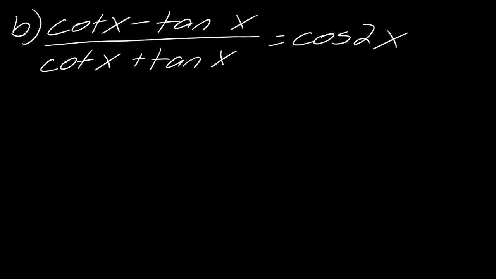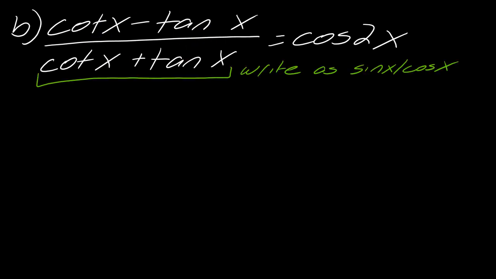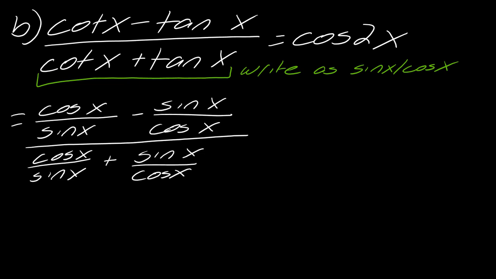And then for the other identity I have here, I've got (cot x − tan x) / (cot x + tan x) = cos 2x. Okay, so we're going to start on this side again because it looks more complicated, and I'm going to write this whole side in terms of sine of x and cosine of x. So I just blow everything out here: cosine of x over sine of x minus sine of x over cosine of x, and so on and so forth. So I write all this out.